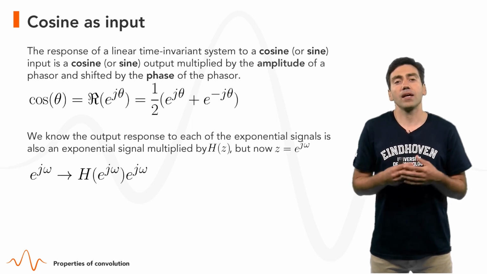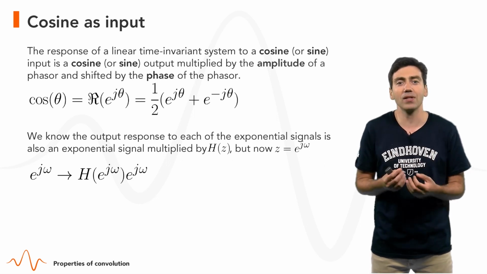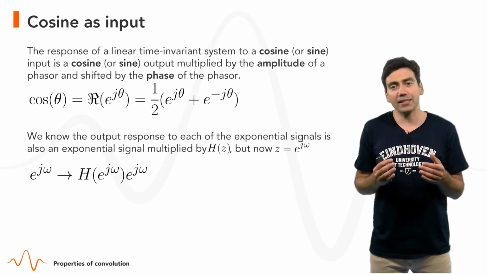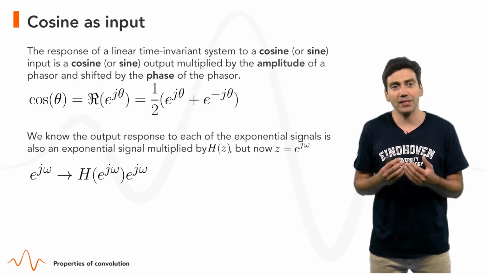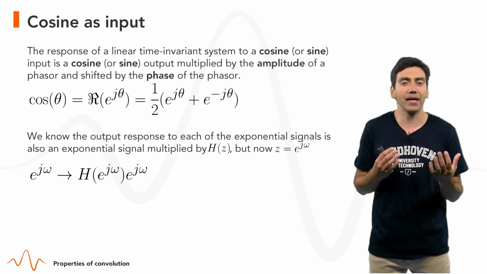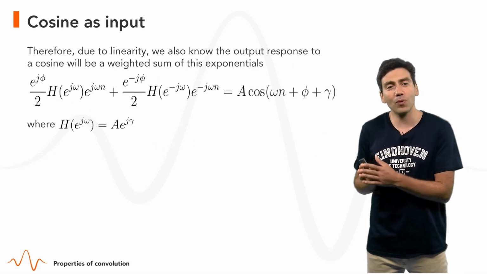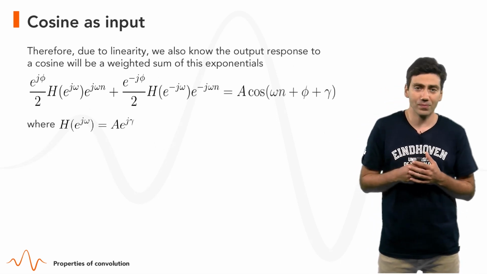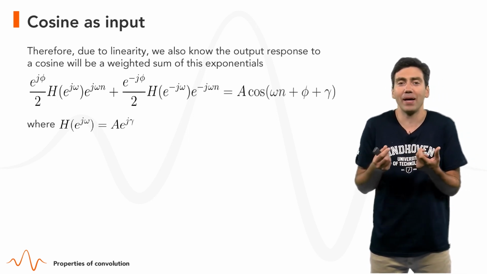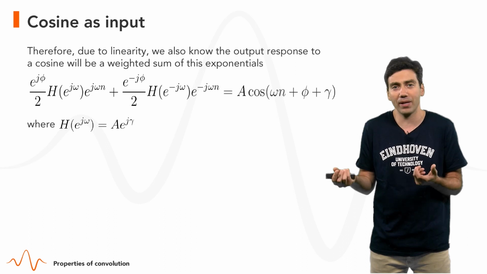We also know that the output response to each of these exponential signals is also an exponential signal multiplied by capital A H of z. But now z is e to the power of j omega. It is the ratio of the exponential here, e to the power of j omega n. Therefore, due to linearity, we also know that the output response to a cosine will be a weighted sum of these two complex exponentials multiplied by H of e to the power of j omega and H of e to the power of minus j omega.